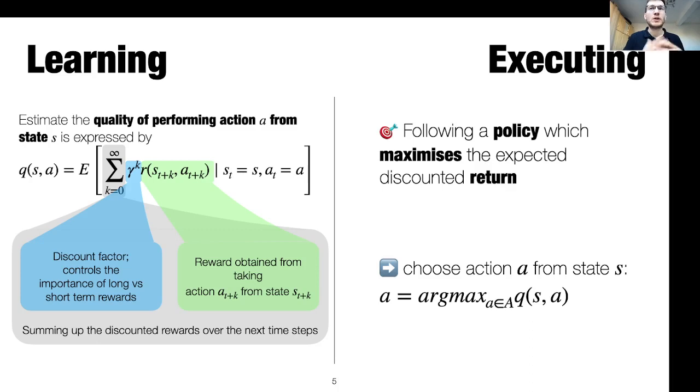Once we have a good estimate for every state-action pair, we can pass to the execution. Our goal here is for the agent to use an optimal behavior. So we want to follow a policy which maximizes the expected discounted return. From a state, to choose an action, we just use the action which maximizes the Q values, the estimates that we currently have.